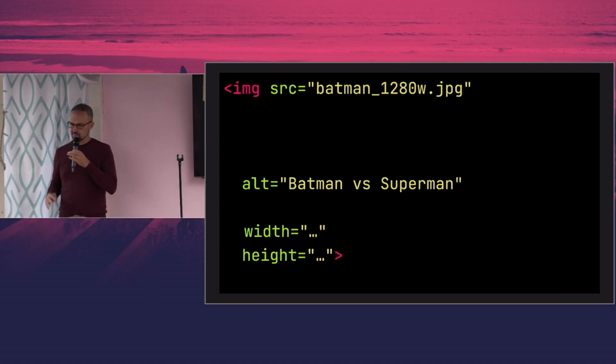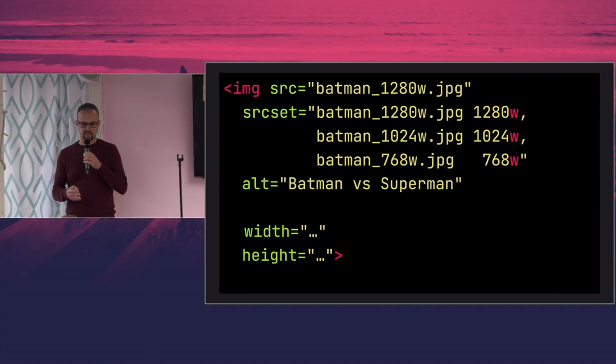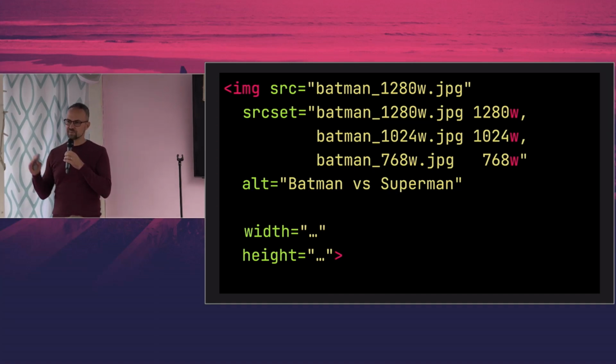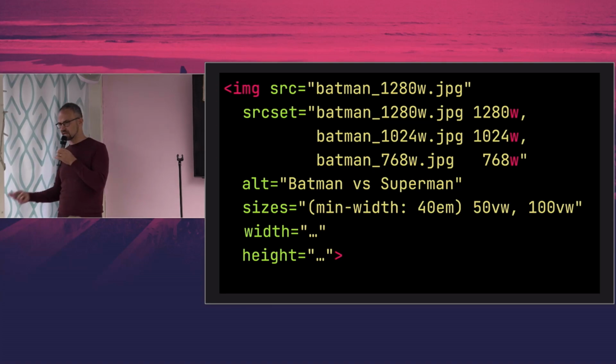We can do this. This is the image, and we can provide 3 different sources for the image, each one marked with a W descriptor, which declares this image is, in the first case, 1280 pixels wide in terms of intrinsic width. And then which one will the browser download? It depends on what you specify in the sizes attribute.